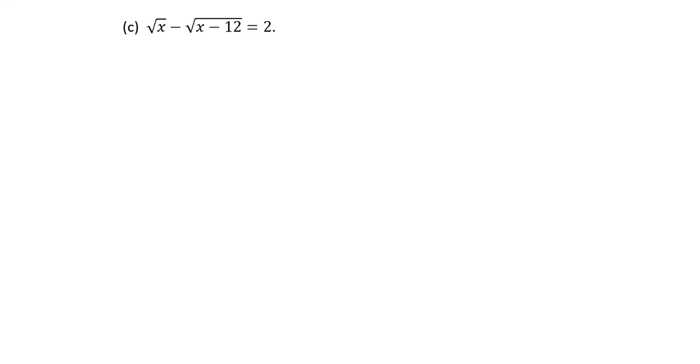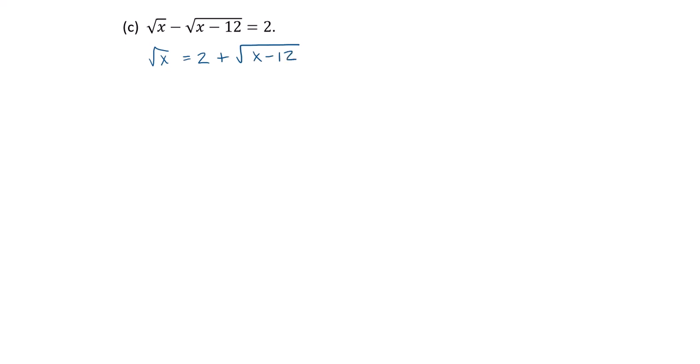In this next example, we have two radicals. Our first step is to isolate a radical on one side. That means we want just a single radical on the side. So I'm going to go ahead and add the square root of x minus 12 to both sides.